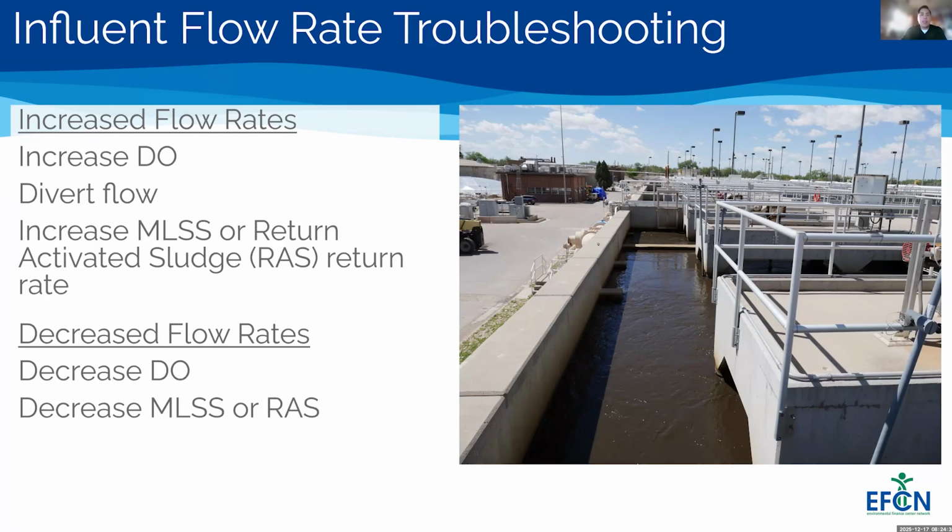Now, when we have decreased flow rates, we may want to decrease our DO to slow down the process and make sure that we're giving ourselves enough time, and we're not going to be getting rid of all our wastewater. We're not maintaining a microbe population in our activated sludge.